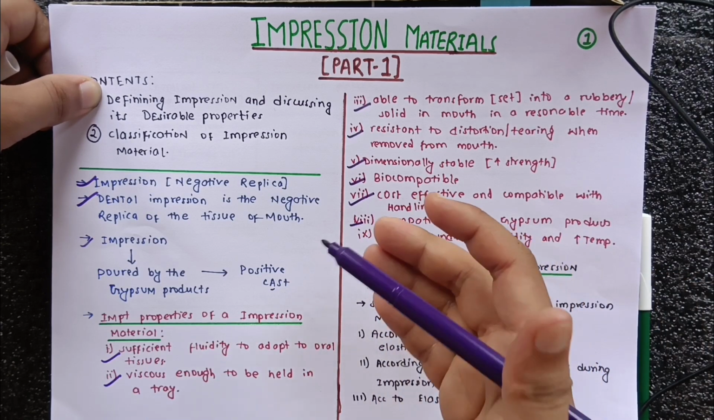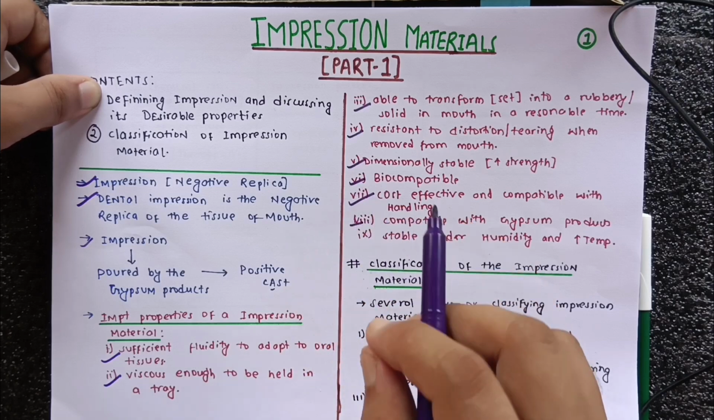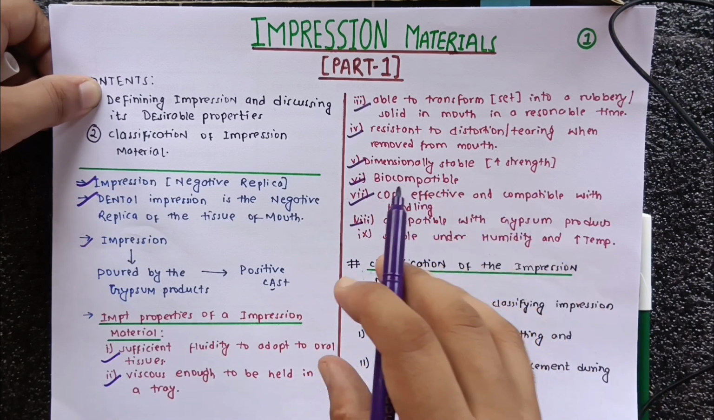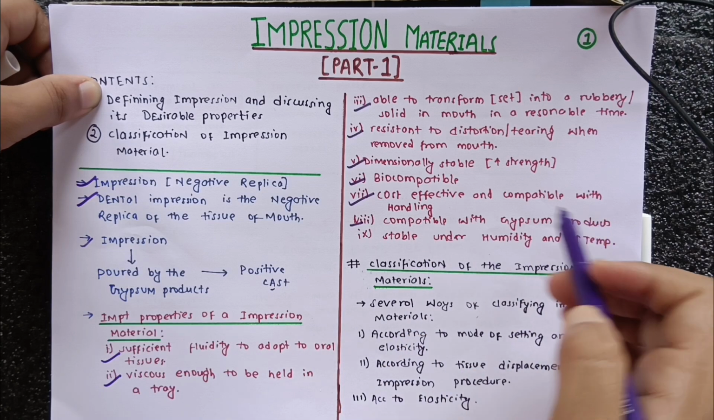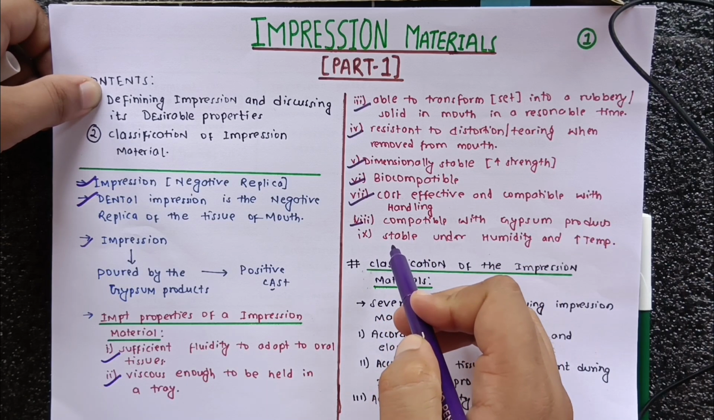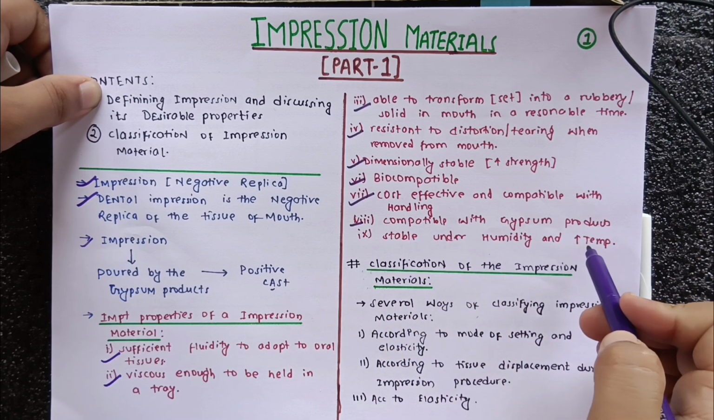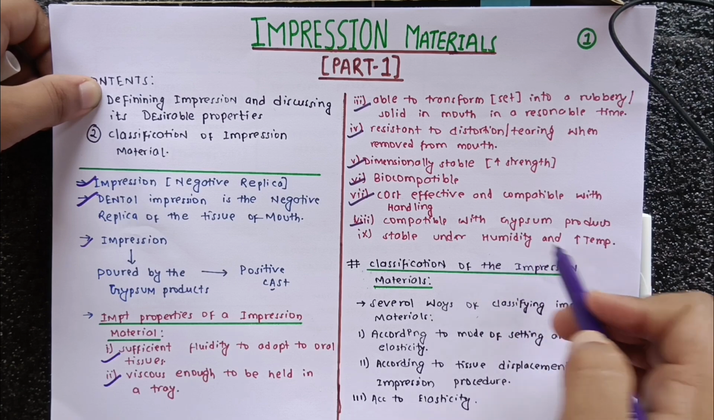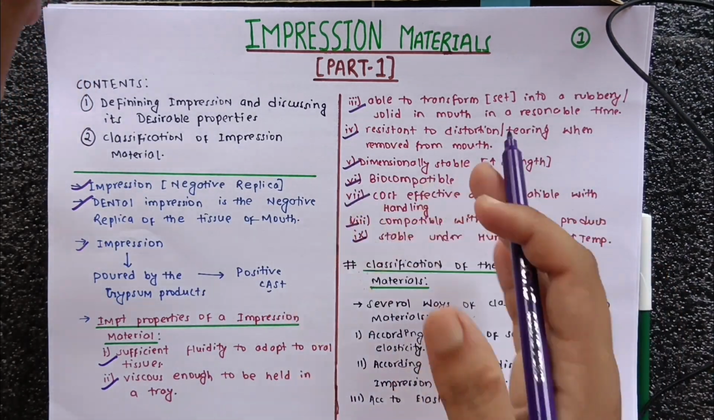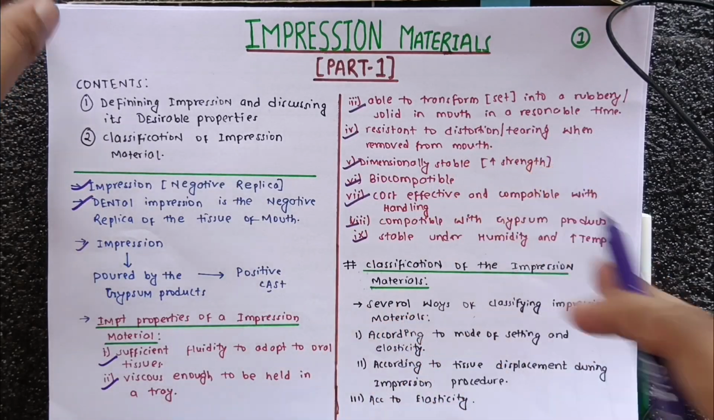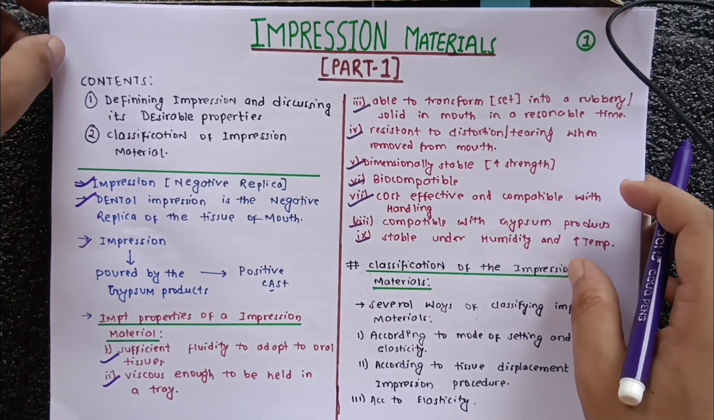After taking the impression we pour the gypsum product into the impression, so it should be compatible with the gypsum product. After that, as I have written here, it should be stable under humid environment and increasing temperature. So it should be compatible with the gypsum product, and also compatible with the environment: lab temperature, lab humidity.